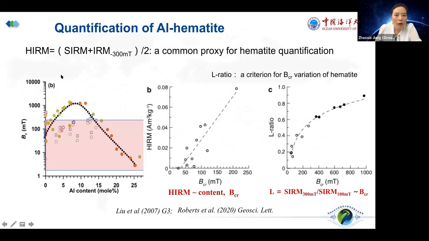Then how do we quantify aluminum hematite? We know that HIRM is a very common proxy for hematite quantification. But for aluminum hematite, if the aluminum content is very high, the coercivity may be around tens of millitesla. For HIRM, it will gradually increase, varying with coercivity. So Qingsong has proposed a proxy for coercivity variation of hematite, the L-ratio. If the L-ratio is stable, then HIRM can be used as the proxy for hematite quantification.